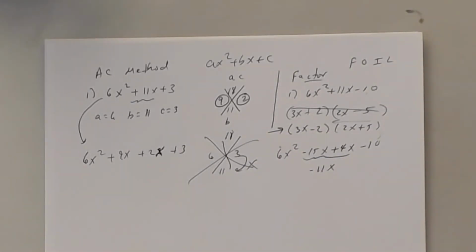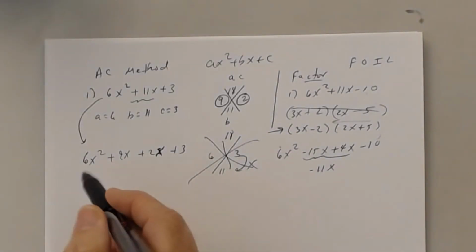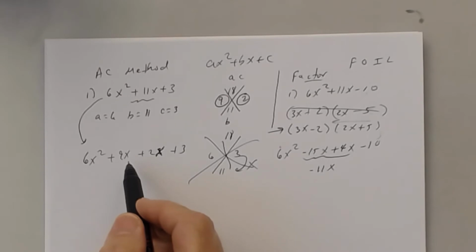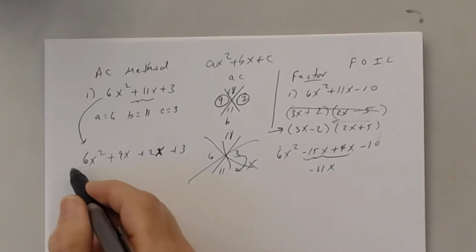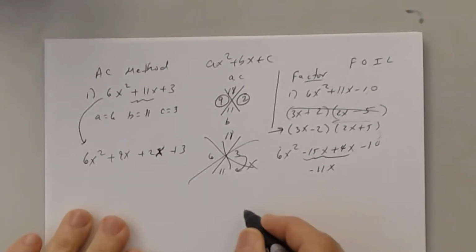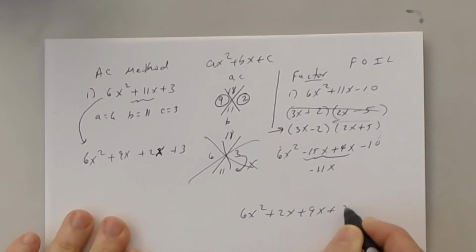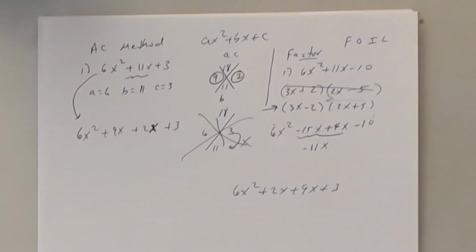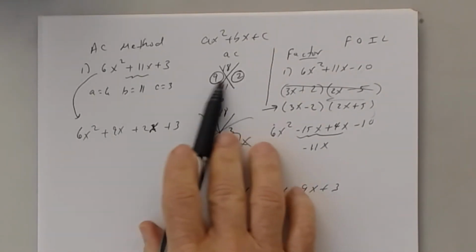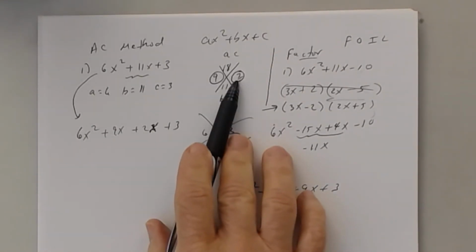Now, listen carefully to this. You see how I put 9x first? You saw that? Yes or no? Okay. It did not matter. You could have said 6x squared plus 2x plus 9x plus 3. It did not matter. Okay? Does it matter which one I put first? No. Does not matter. You'll get the same answer in the end.